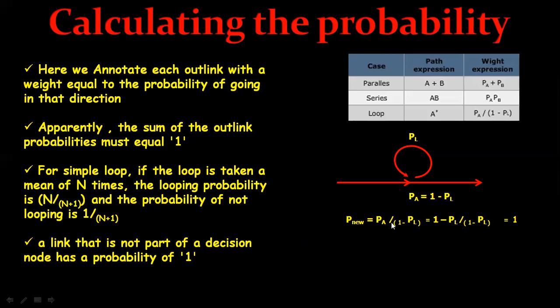So the arithmetic rules for those ordinary arithmetics will be: if they are parallel, it is probability of A plus probability of B. If they are serial, it will be probability of A into probability of B. If it is a loop, it will be probability of A by 1 minus probability of L. So in this table, in the case of loops, PA is the probability of the link which is leaving the loop, and PL is the probability of looping. So here the same rules we use in ordinary probability theory, we will be using.